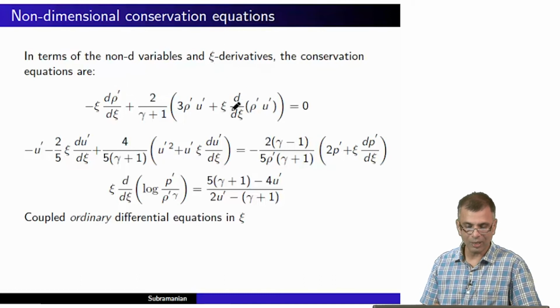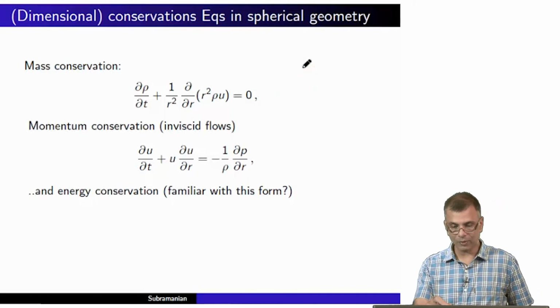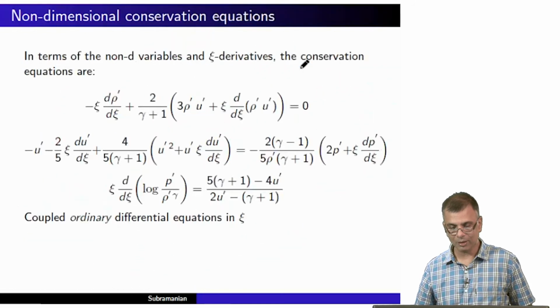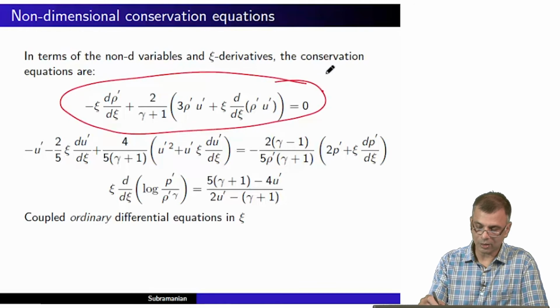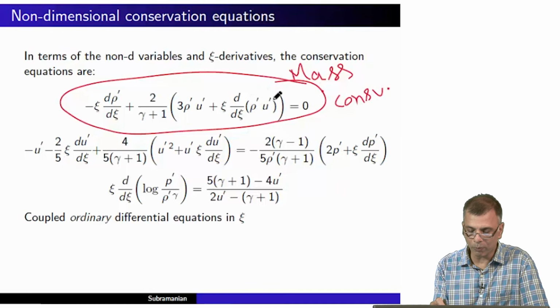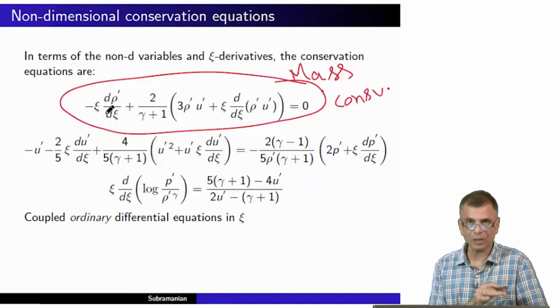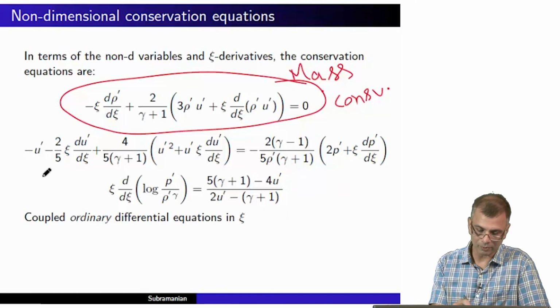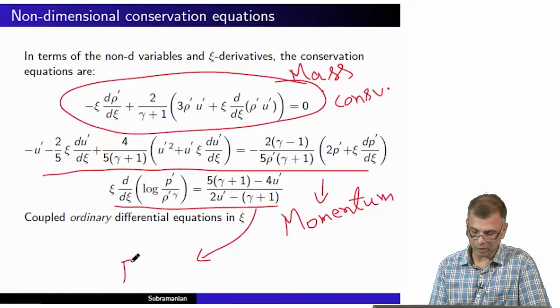and these straight xi derivatives, the conservation equations are, so this mass conservation equation, this guy essentially translates to this. This is mass conservation in terms of rho prime and u prime, and the partial derivatives with respect to time and space have disappeared, and they're replaced by straight derivatives with respect to the non-dimensional variable xi. And this would be momentum conservation, and this would be energy conservation.